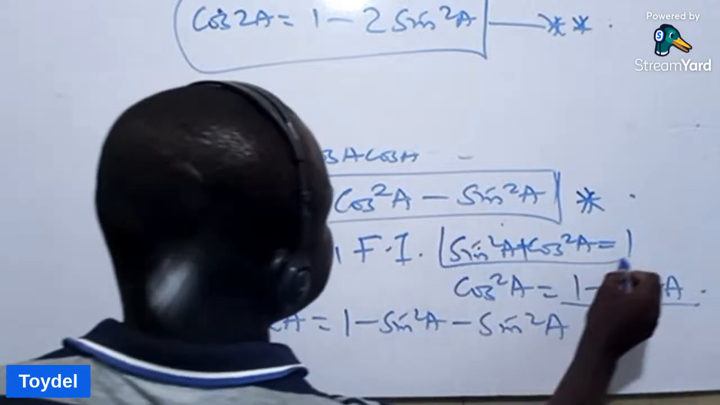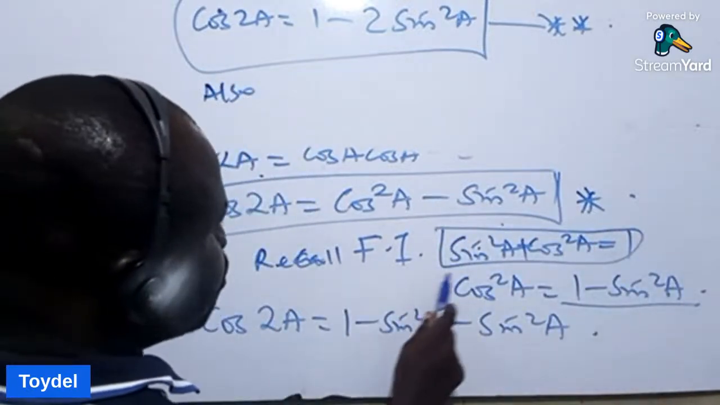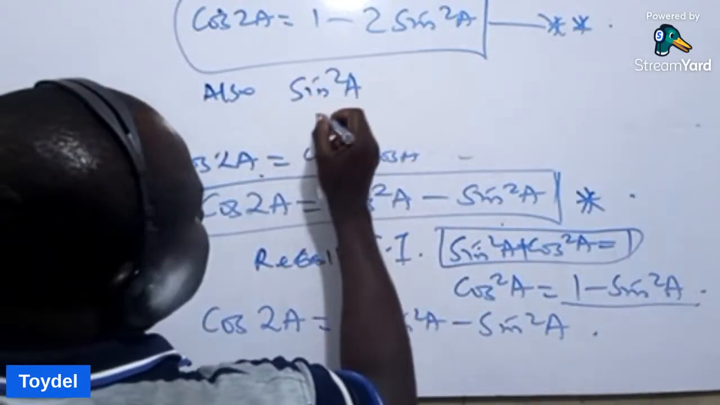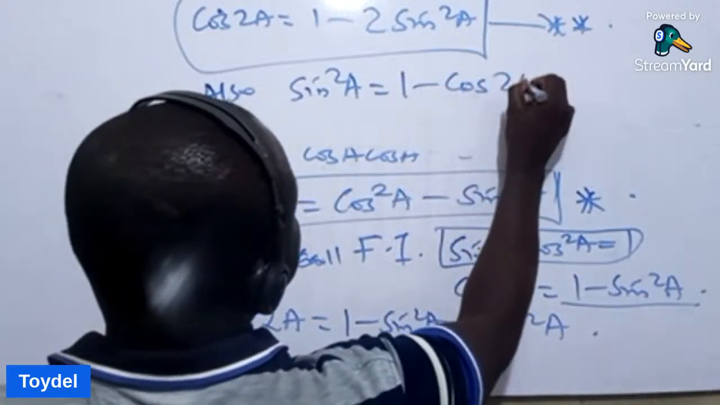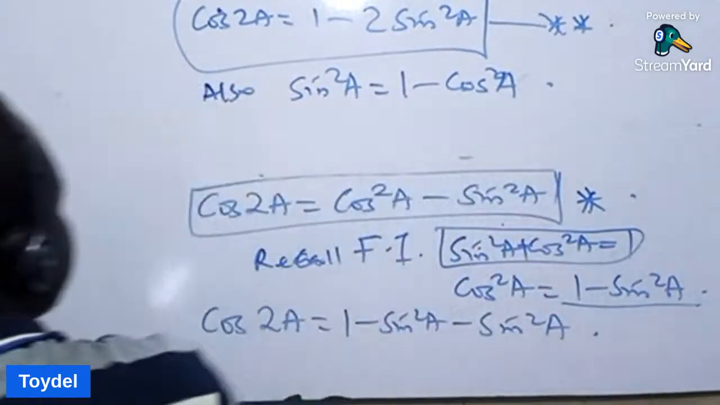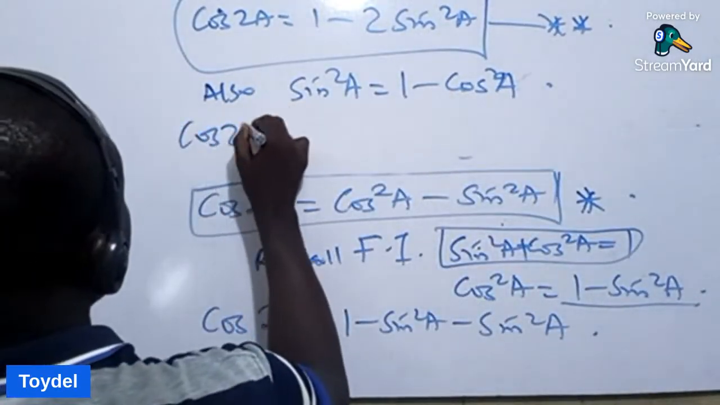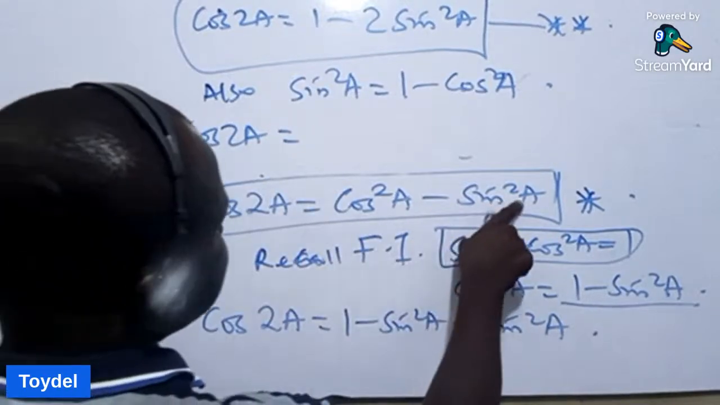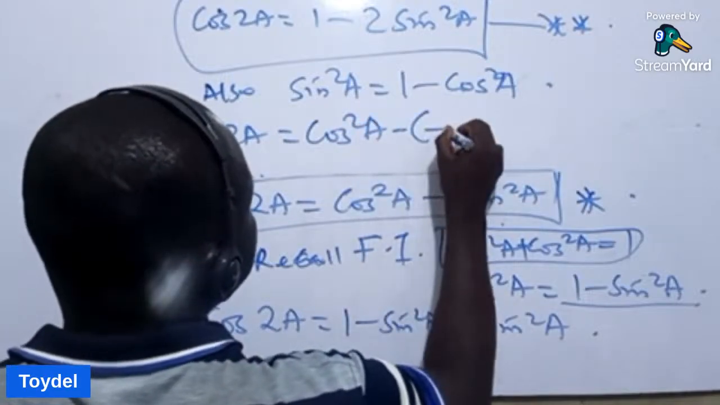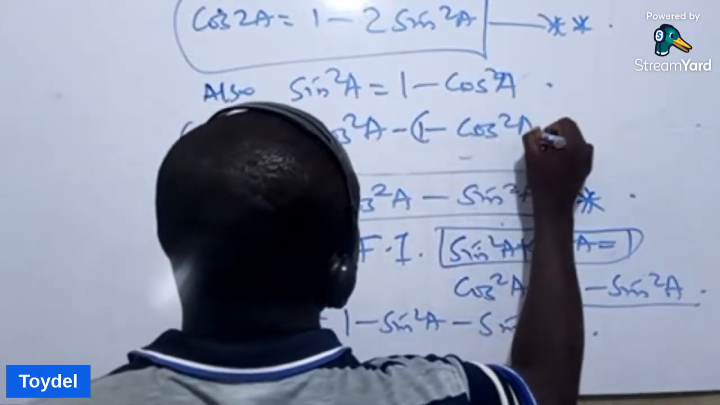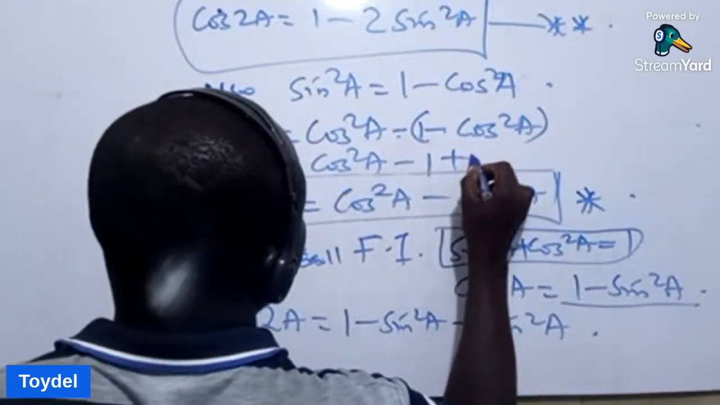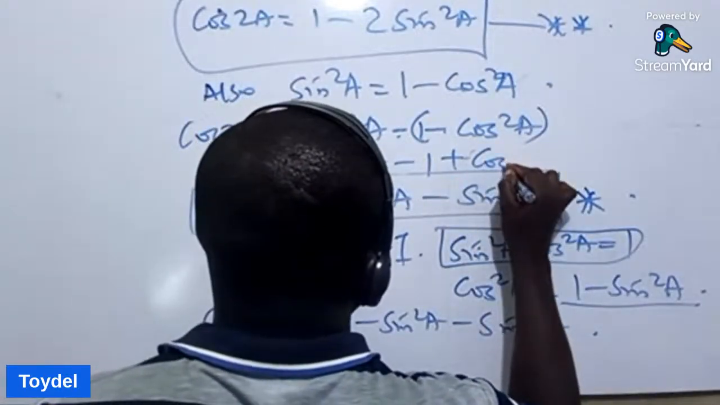Also, from this fundamental identity, if I decide to make sine square A the subject of the formula, sine square A can be equal to 1 minus cos square A. So if I substitute that into cos 2A, instead of sine square A here, I'll change it to 1 minus cos square A. So I'm going to have cos square A minus, in bracket, 1 minus cos square A. Then this will give me cos square A minus 1, minus times minus is plus, plus cos square A.